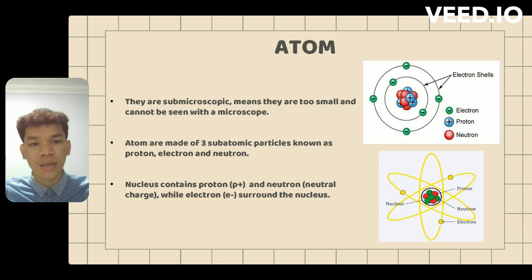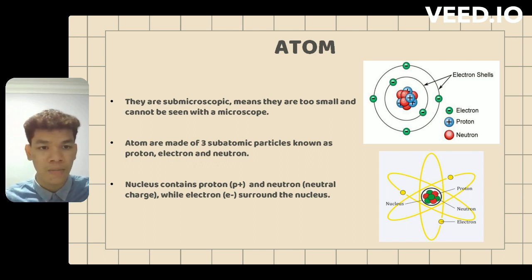And for the first one, atom. They are submicroscopic, which means they are too small and cannot be seen with a microscope. Atoms are made of three subatomic particles known as proton, electron, and neutron. Nucleus contains proton, which is positive charge, and neutron is neutral charge, while electron is a negative charge surrounding the nucleus. As you can see in the picture on your right, there's an electron shell, and at the center of it has nucleus that has proton and neutron.